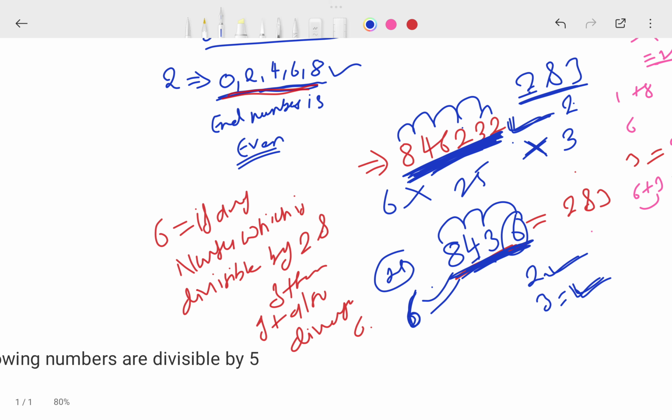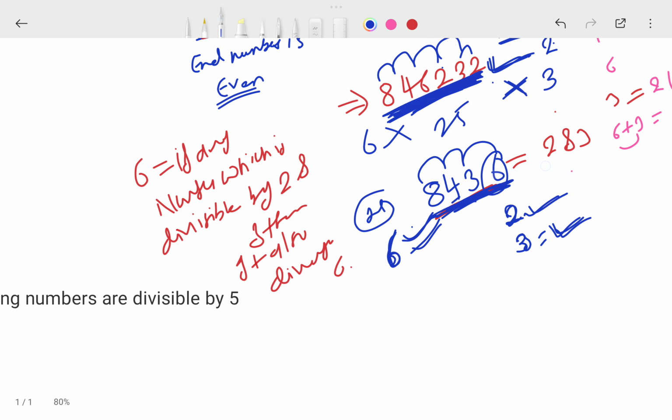If any number is divisible by 2 and also by 3, that number is automatically divisible by 6. So this is the rule of 2, 3 and 6. Okay, do you understand? One more example.